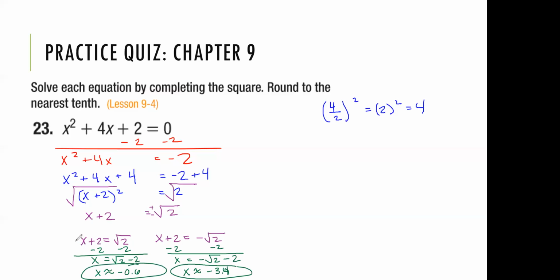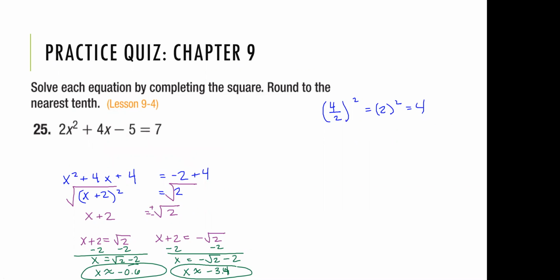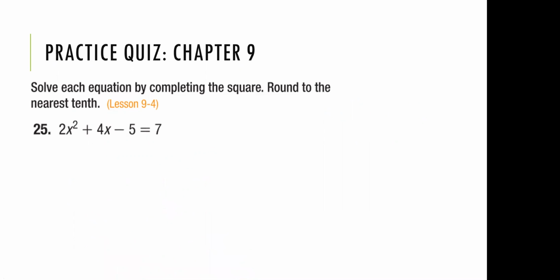And those are my two possible answers there. All right, so let's look at the next one. Again, we're going to be completing the square. First, I want it in the right form, so I'm going to add 5 to both sides, and I have 2x squared plus 4x equals 12.